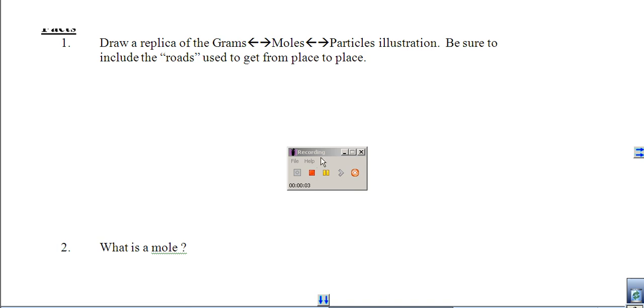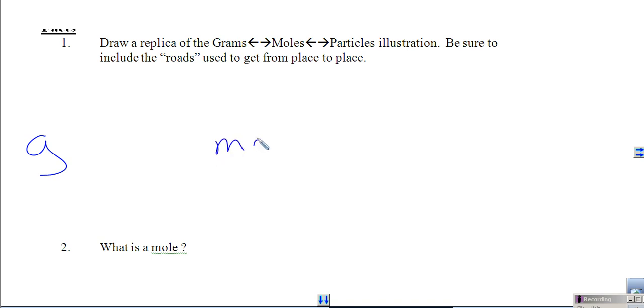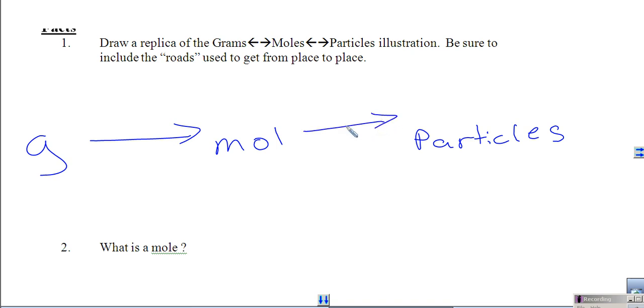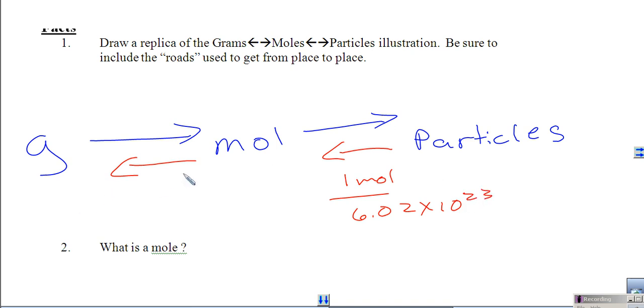So to draw the molar roadmap, you are going to put in grams, moles, and particles. Particles is atoms, units, molecules, and ions. I'll get to that in a second. Alright, I'm going to switch colors here. To go from particles to moles, you're going to put 1 mole on top and 6.02 times 10 to the 23rd on bottom. And then over here, to go from moles to grams, you're going to do molar mass on top and 1 mole on bottom.